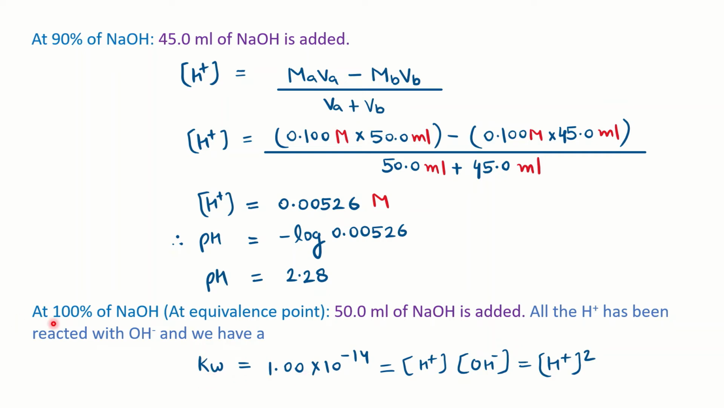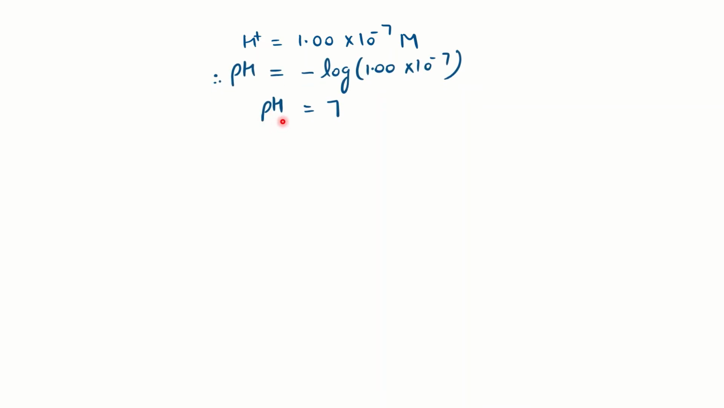We can find out that this is the ionic product. Kw is equal to 1 into 10 to the power minus 14, which is equal to H plus times OH minus concentration. At equivalence, these two are supposed to be equal. We can write H plus square, and so you can find out the concentration of H plus, and so you can find the pH value. For a strong acid, strong base, you are going to have pH 7 at equivalence point.